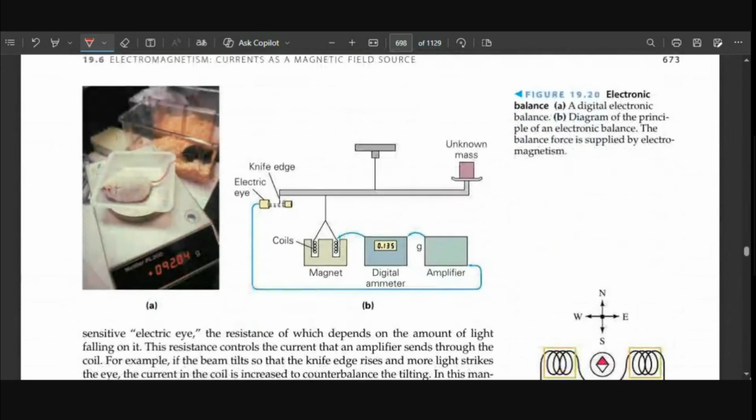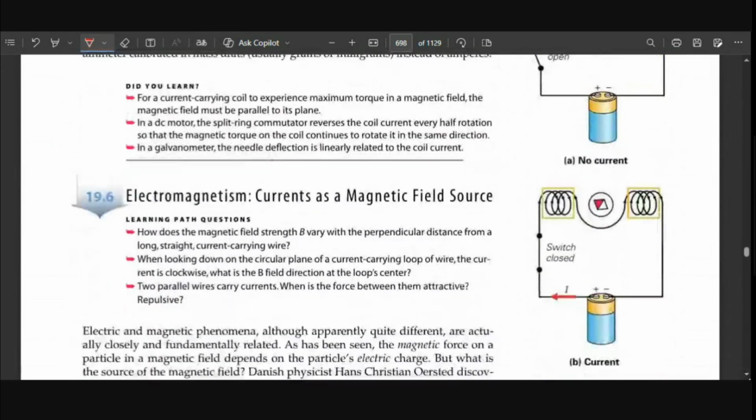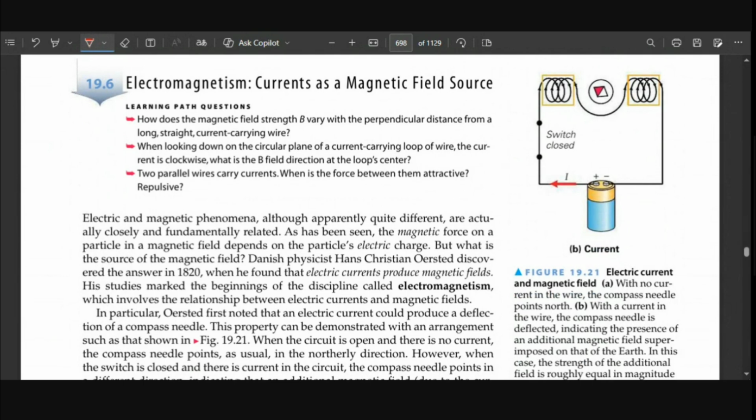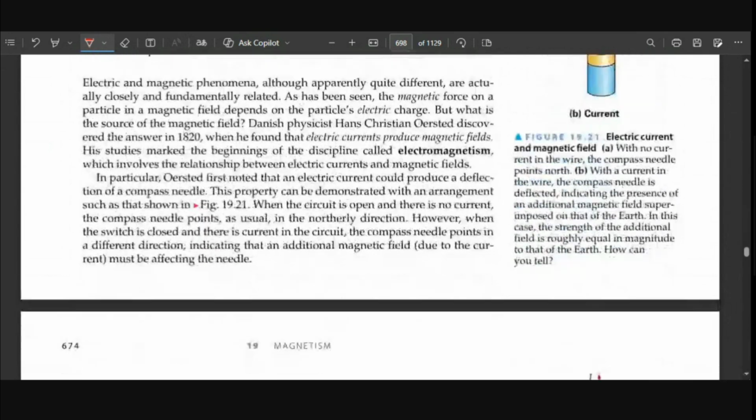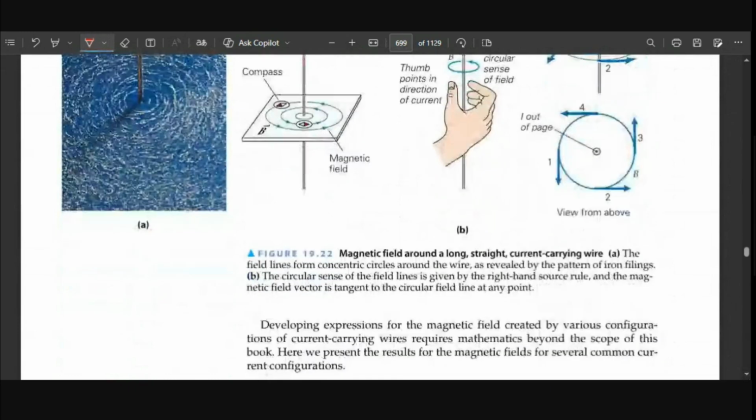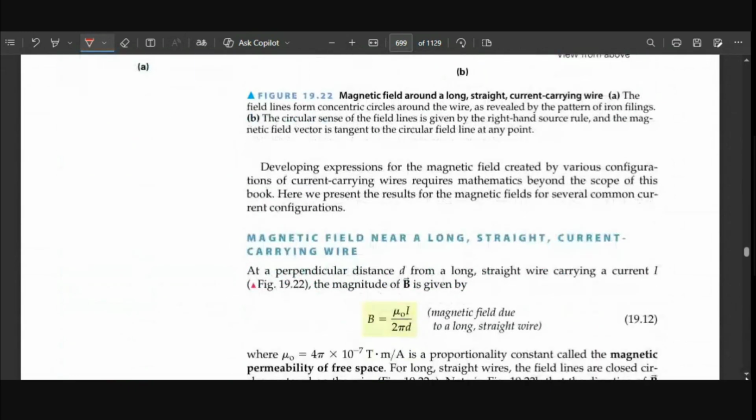So let us keep it till here. In the next class, we'll complete this lesson. We'll discuss the electromagnetism part. We'll discuss how a magnetic field produces current, and how current can produce a magnetic field. We'll understand this aspect and unlock the new dimensions of this branch of physics, which is called magnetism.